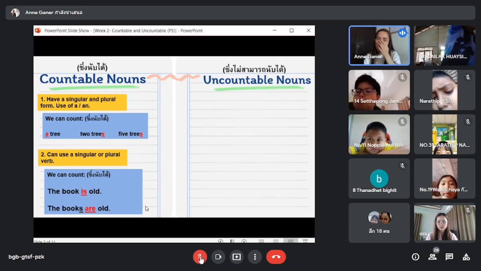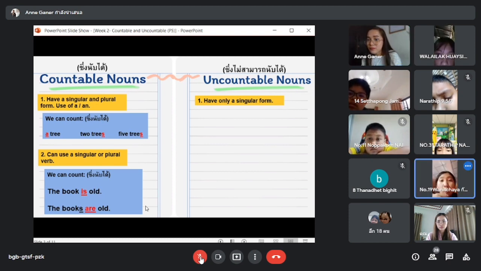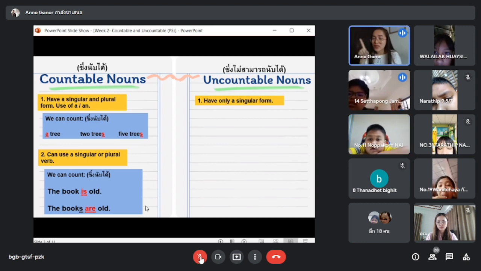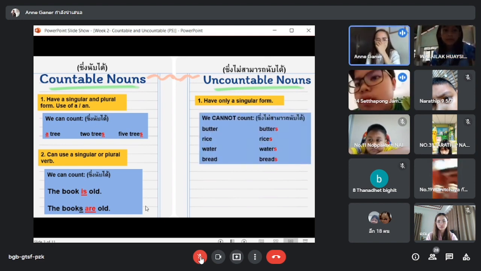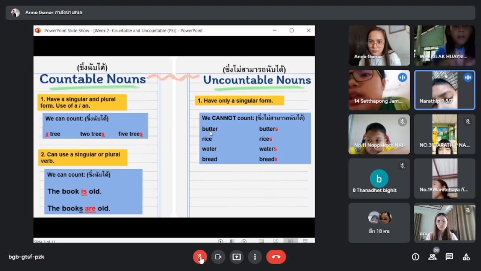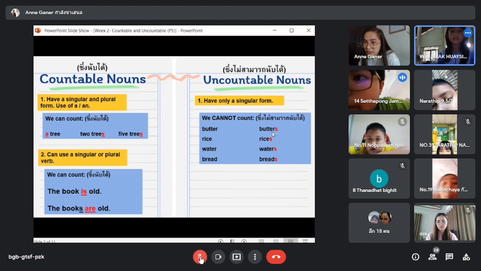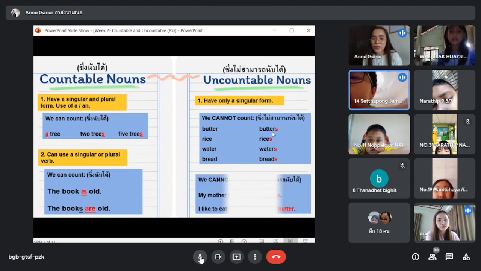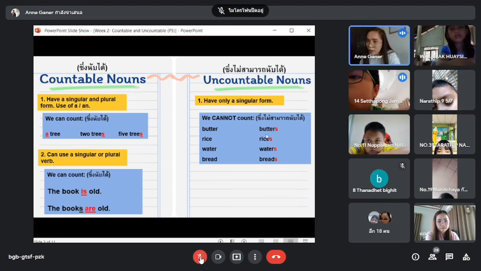Okay, now let's differentiate countable nouns from uncountable nouns. For uncountable nouns, you will use only one singular form, which means you cannot count it because there's just that singular form of it. Now for example, what is this? Butter. Can you say butters? No, you will not say butters.